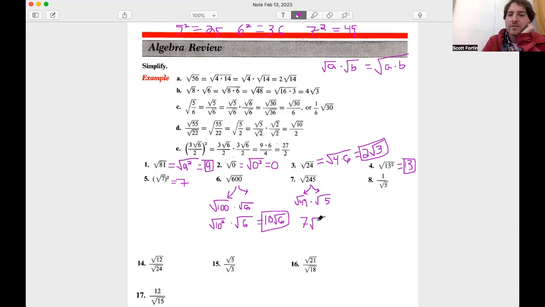And root 5, I can't take the square root of 5. Okay, that is an irrational number. Square root of 5. So I just leave it like that. I don't have to deal with decimals and whatnot. All right, this one up here.